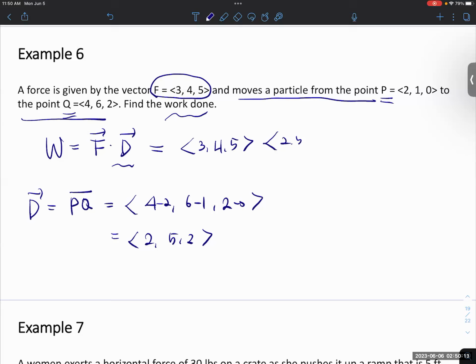So we're going to multiply. Work is going to be 3 times 2, 6, 4 times 5, 20, and then 10, you have 36. So this is the work we just found by multiplying force times distance, because they don't talk about the angle. So you can do it this way, or for the next question, I'm going to go down.